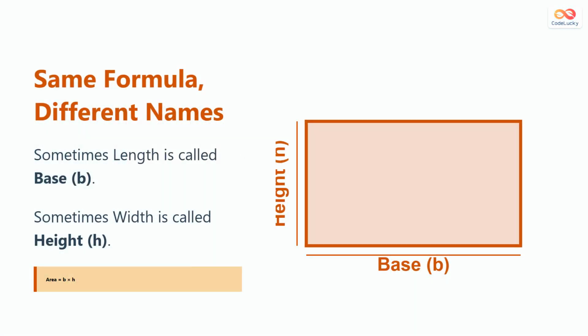Sometimes you might hear different words. Length is often called the base, and width is often called the height. The rule stays the same. Area equals base times height.